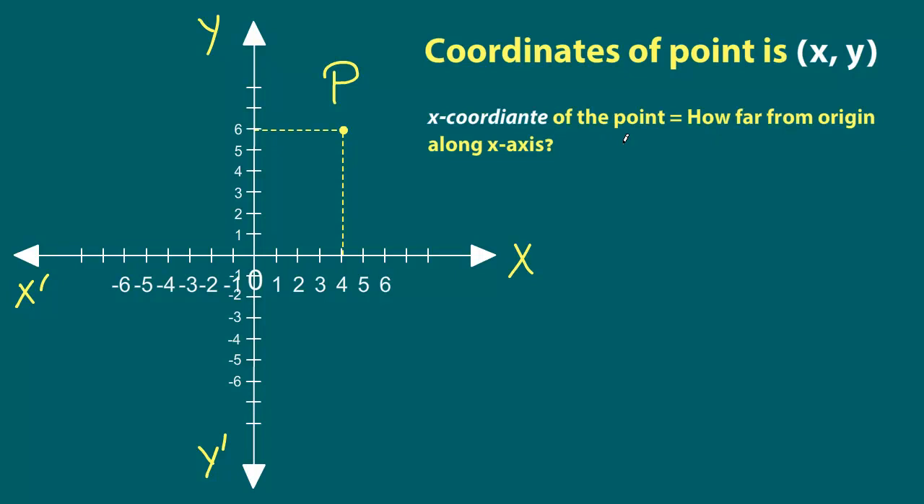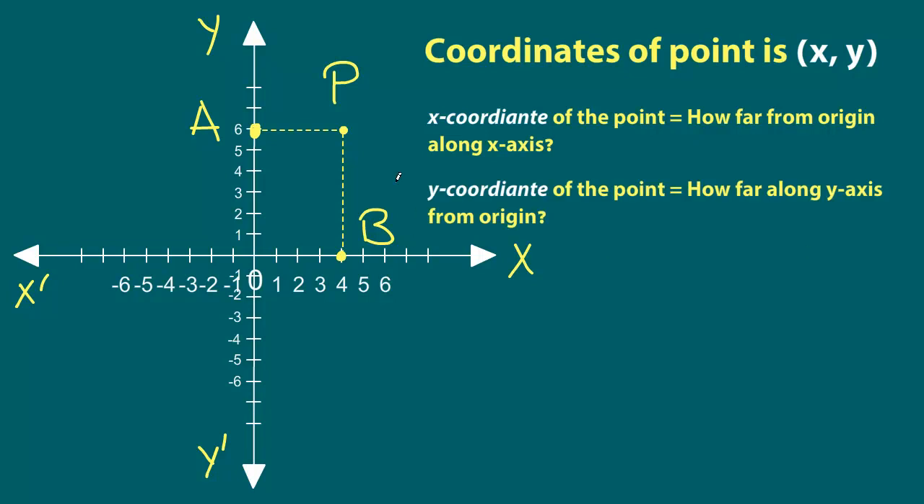That is, the x coordinate is how far away from origin along x axis. So this distance, right? If you were to name this point, let's call this point A, and let's call this point B. So how far is this point P away from origin along x axis? That is this length OB. So we call that the x coordinate, or sometimes abscissa. And similarly, how far away is point P from origin along y axis? That will be OA, which is also known as ordinate, right?